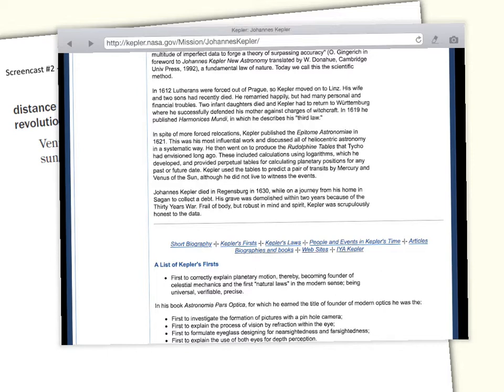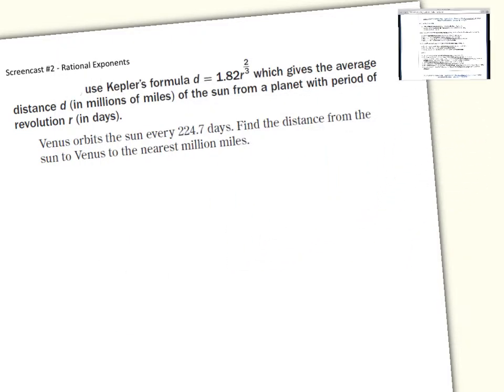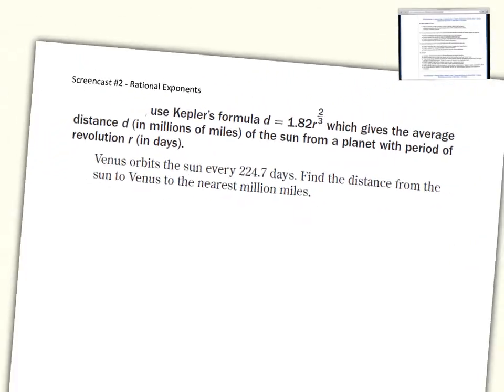First, to correctly explain planetary motion, thereby becoming founder of celestial mechanics and the first natural laws in the modern sense, being universal, verifiable, precise. And of course, as you can see down here, he actually did a lot more than just that, but he was a very, very wonderful astronomer and mathematician. And we're going to use his formula right here, right now. So, you can go to that website on your own, of course, but here's your problem.